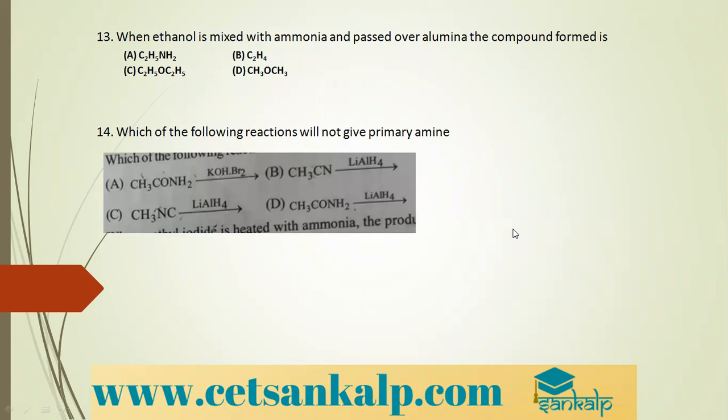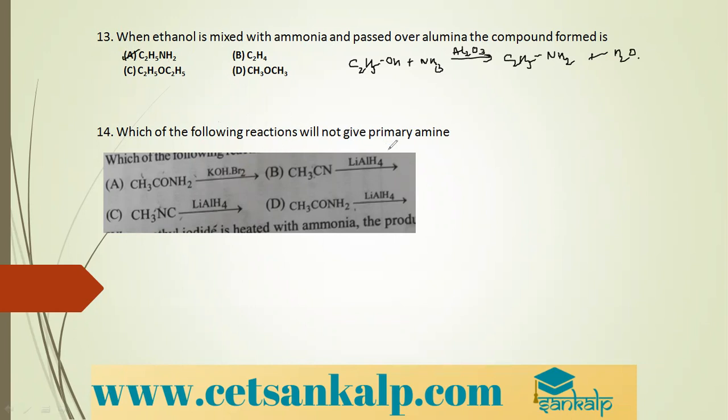When ethanol is mixed with ammonia and passed over alumina, the compound formed is, what is the reaction? Ethanol, C2H5OH, is mixed with ammonia, NH3, and passed over alumina, Al2O3. What do we get? Nucleophilic substitution, OH comes out, H2O gets eliminated. So we get C2H5NH2, a primary amine.